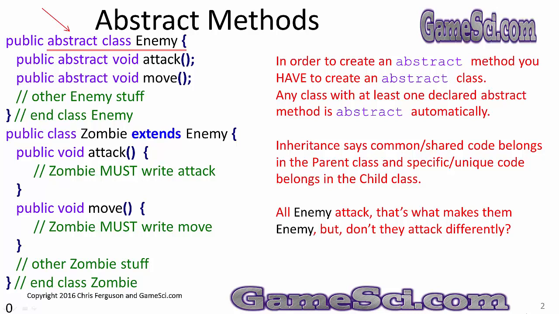Inheritance says common or shared code belongs in the parent class, and specific or unique code belongs in the child class. All enemy objects are going to attack. That's what makes them an enemy. But don't they attack differently? I want my vampire to attack. I want my drone to attack. I want my soldier to attack. But they're all going to have a different way of attacking. And abstract methods allow us to do that.